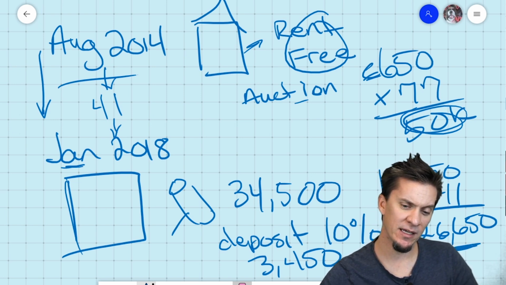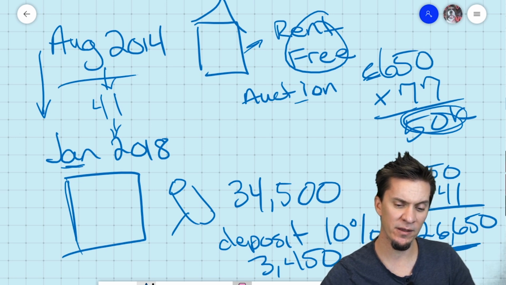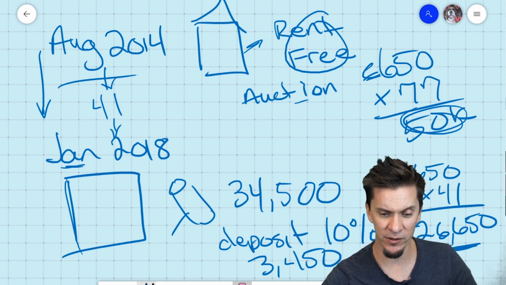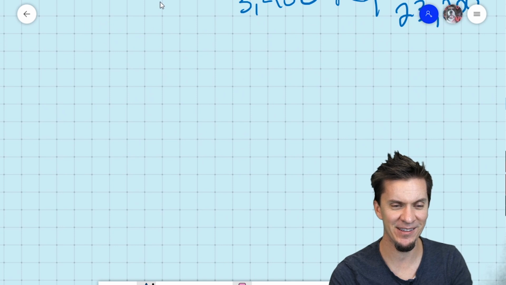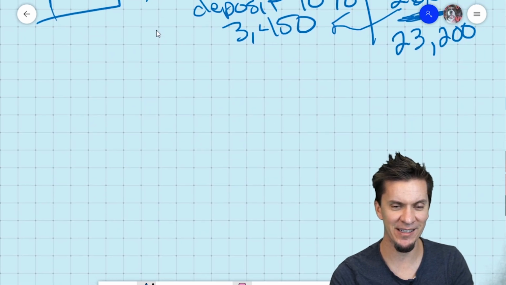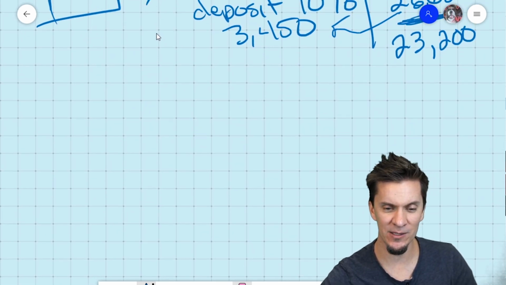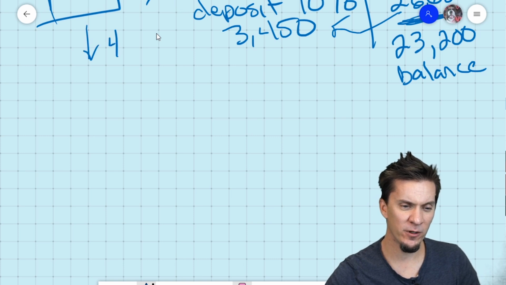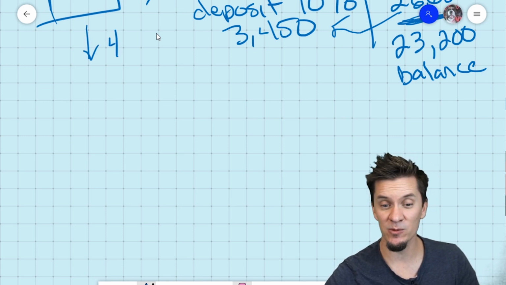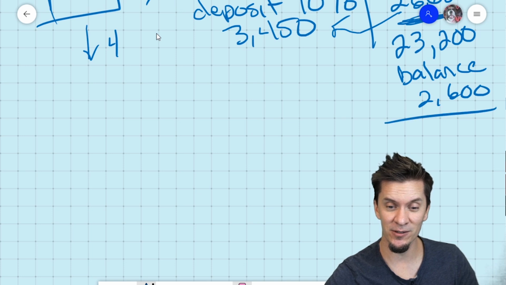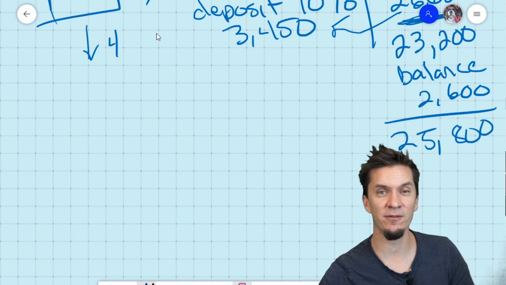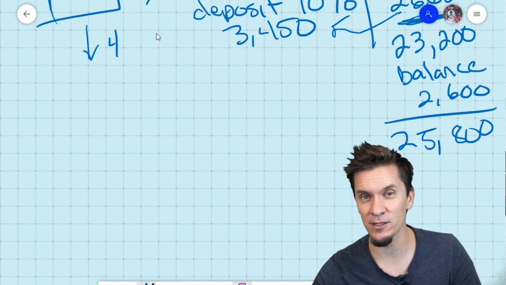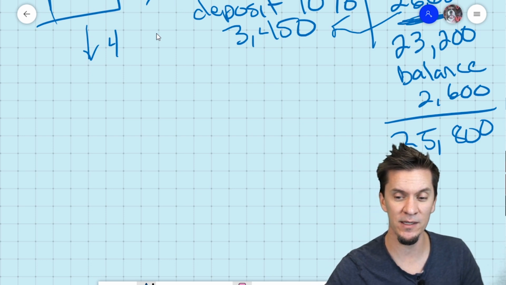From this number right here, we had to pull out 3,450 euros, which basically left us with 23,200 euros left. Well, that's cool. 23,200 euros is what our balance was. Well, that brought us about 4 months later, which means our balance went up by about 2,600 euros again. Back to 25,000, because remember, we're saving 650 euros still every single month from being debt-free.